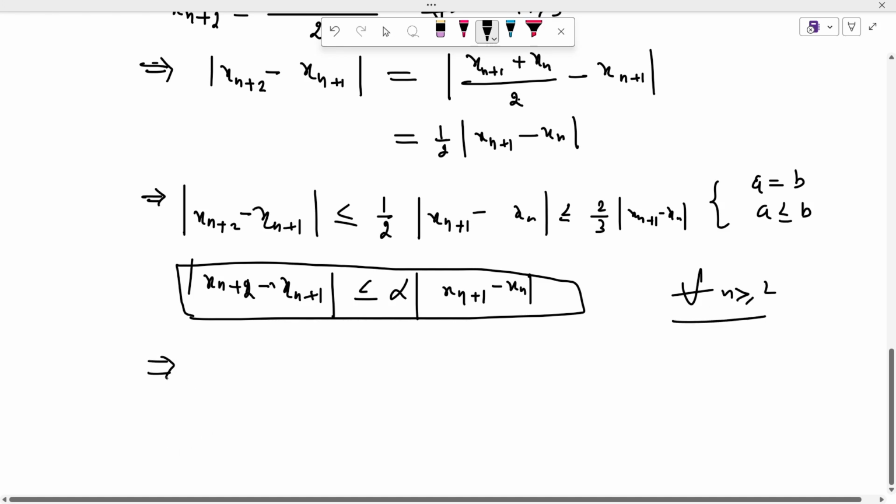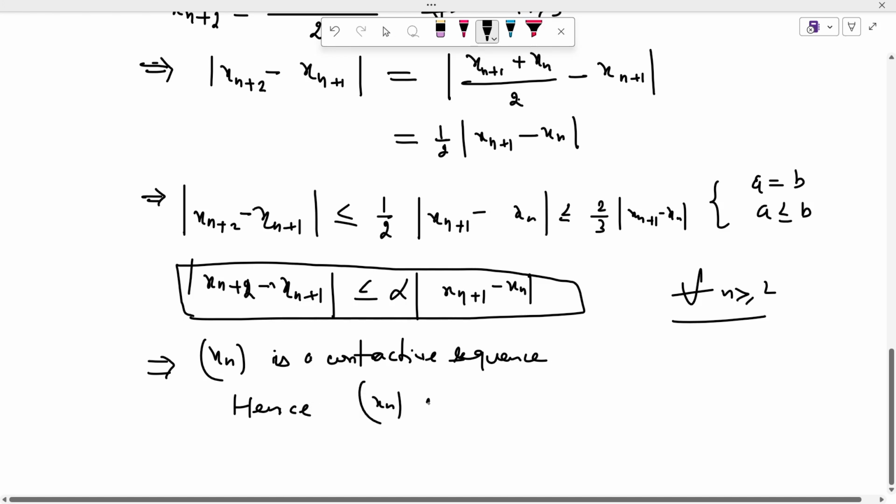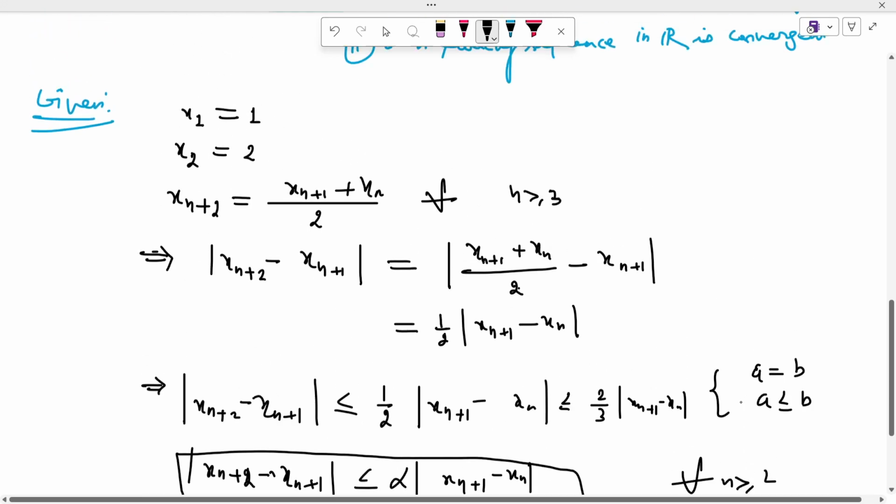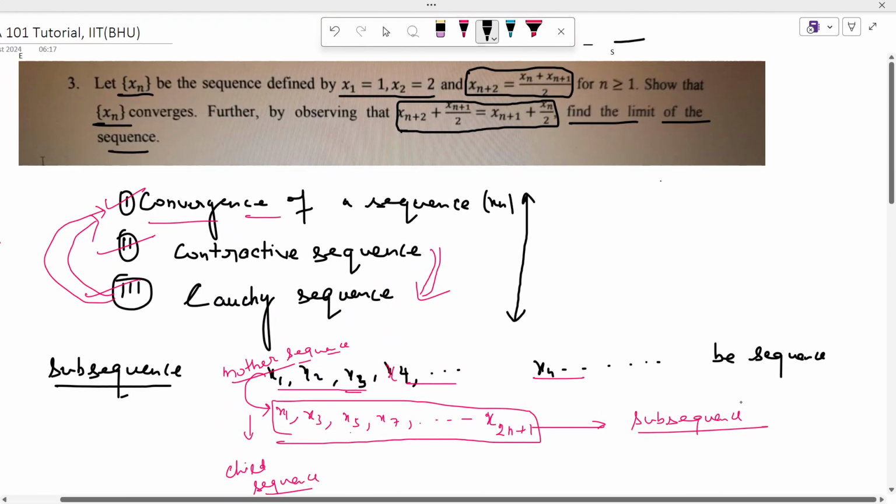So this shows that x(n) is a contractive sequence. Hence x(n) is a convergent sequence. So the first part of the question is proved. The question was to show that x(n) is a convergent sequence. The first part of the question is done.